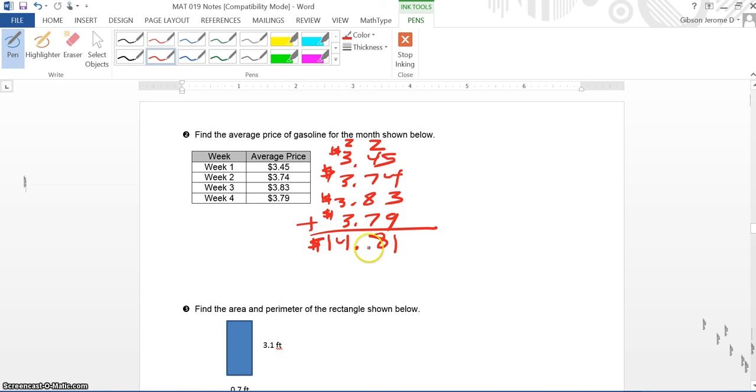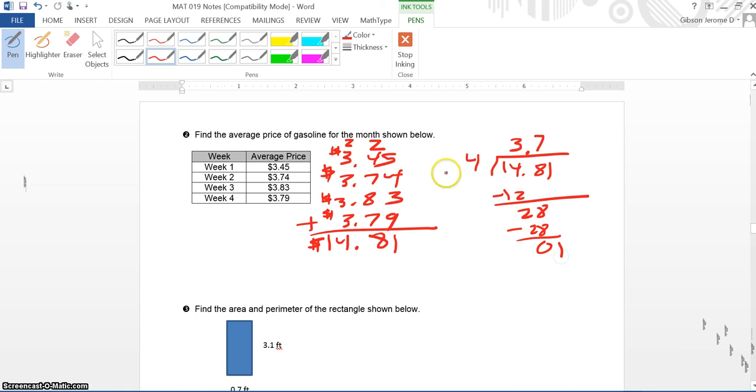Now, what we need to do is we need to take the average. Now, we would have to divide this by 4. So we would take 4 into $14.81. We'll bring up our decimal. 4 goes into 14 3 times. 14 minus 12 is 2. Bring down our 8. 4 goes into 28 7 times. And you notice we brought our decimal up here. 7 times 4 is 28. And that's 0. So we bring down our 1.